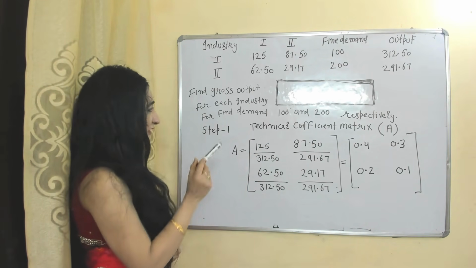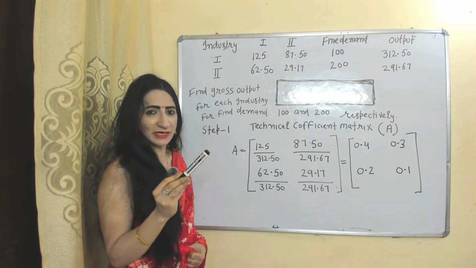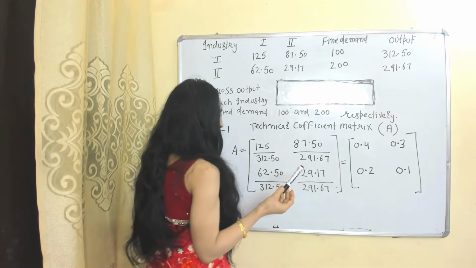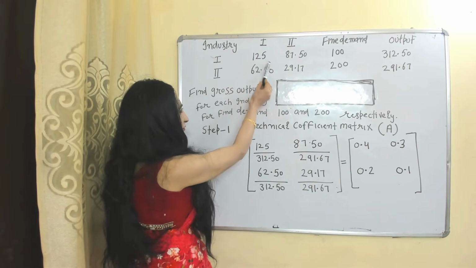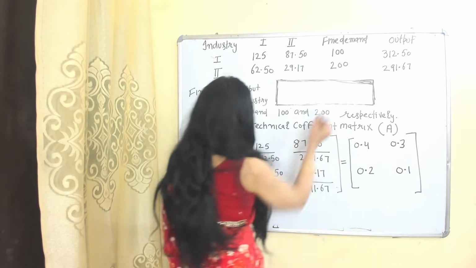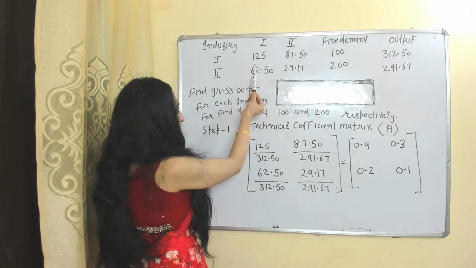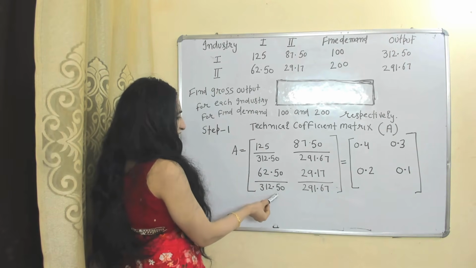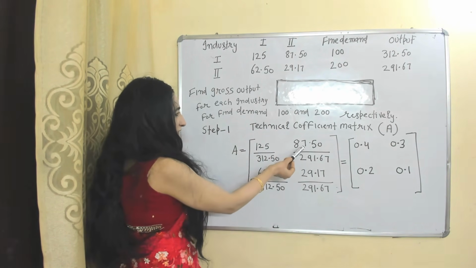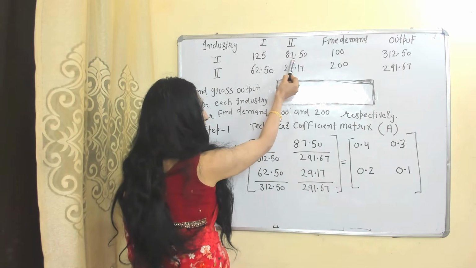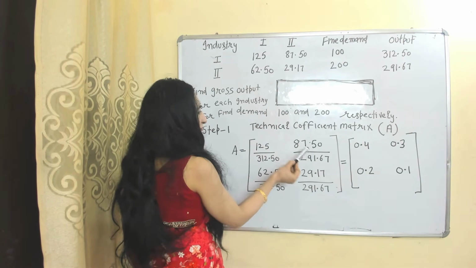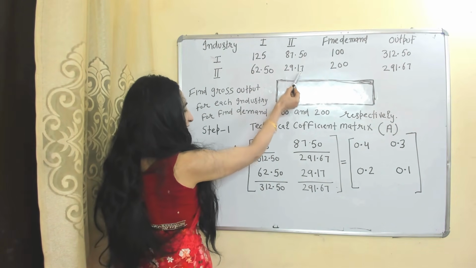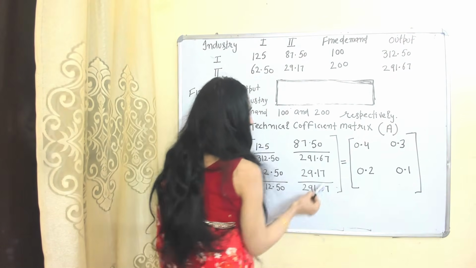First step, we will calculate the technical coefficient matrix. Means in the first step, we will calculate A. In order to calculate A, we divide 125 with this final output. You can see here. We will also divide 62.50 with this final output. And here we divide 87.50 with this one output and 29.17 with this one output.